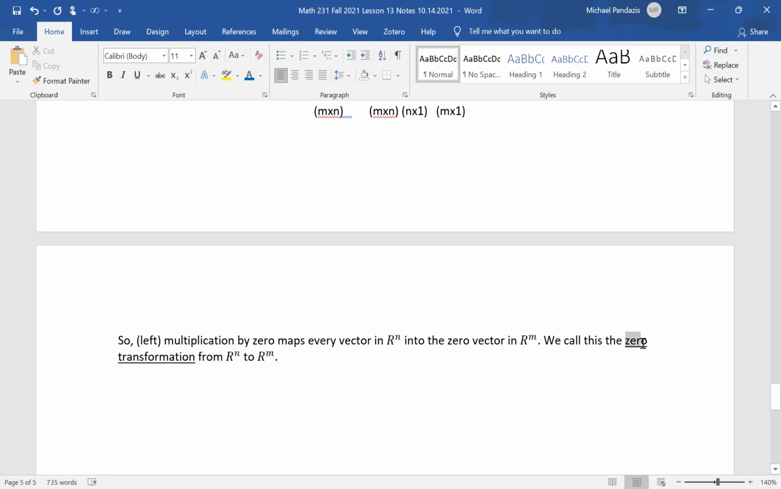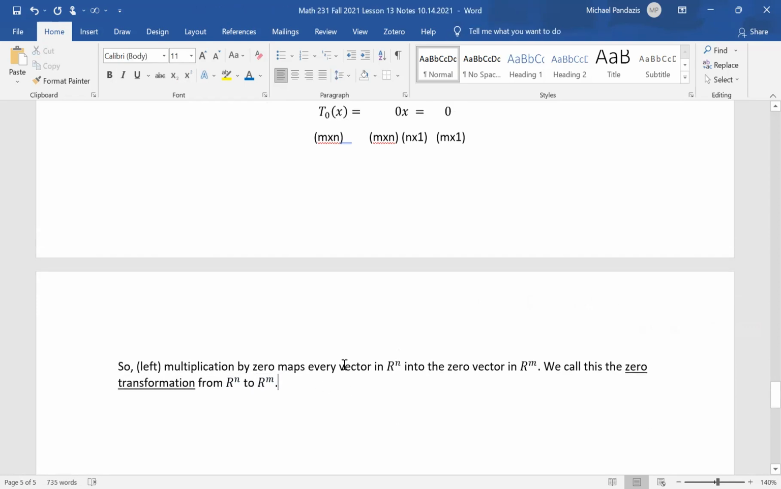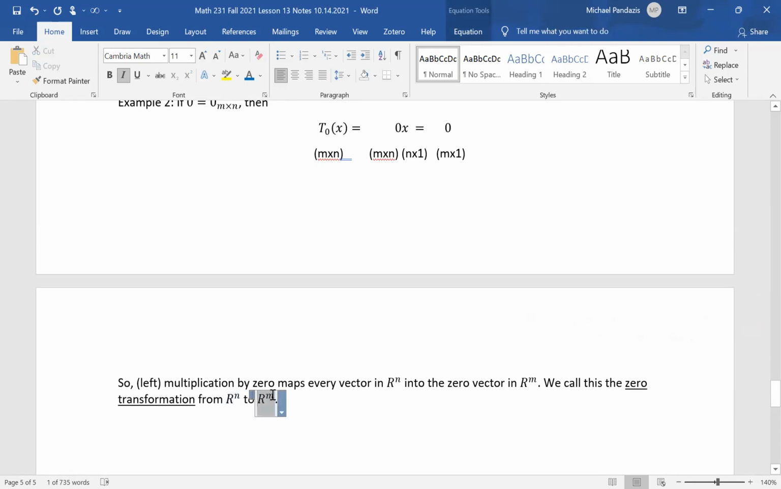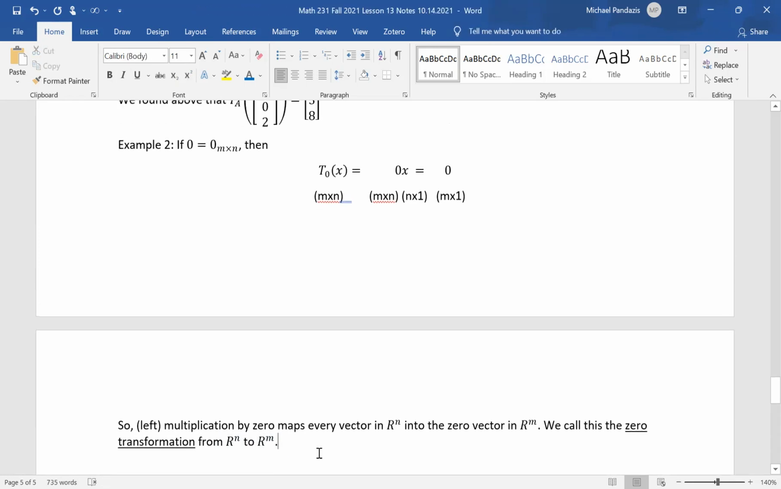Okay, there are lots of zero transformations, right? If you change the size of the domain, if instead of R2 to R3, you say R3 to R2, right? So you can change the sizes of your domain and codomain, but you'd still call it a zero transformation because it's sending all the vectors in your domain space to the zero vector of your codomain space. Okay, and if you change the codomain of your function, then technically the output vectors are different. Even though they're all zero vectors, they're zero vectors with different numbers of components.